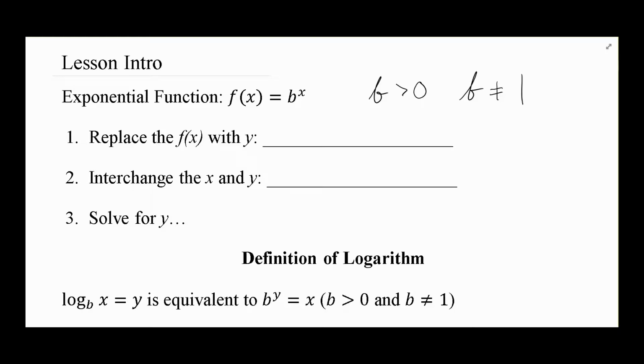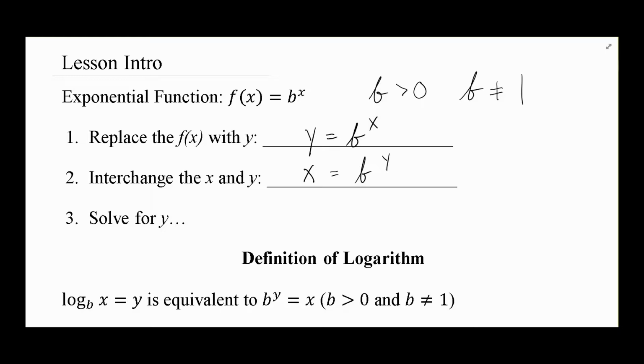So if we are to find an inverse, then we replace the f of x with y, giving us y equals b to the x. And then to actually find the inverse, we'd flip-flop the x and y. Remember, that's how we find inverses. We flip-flop the x and y, and then we solve for y. So to flip-flop the x and y, we get x equals b to the y. And now we try to solve for y, but that's the problem. How do I get the y out of the exponent? Well, I don't really have a way.